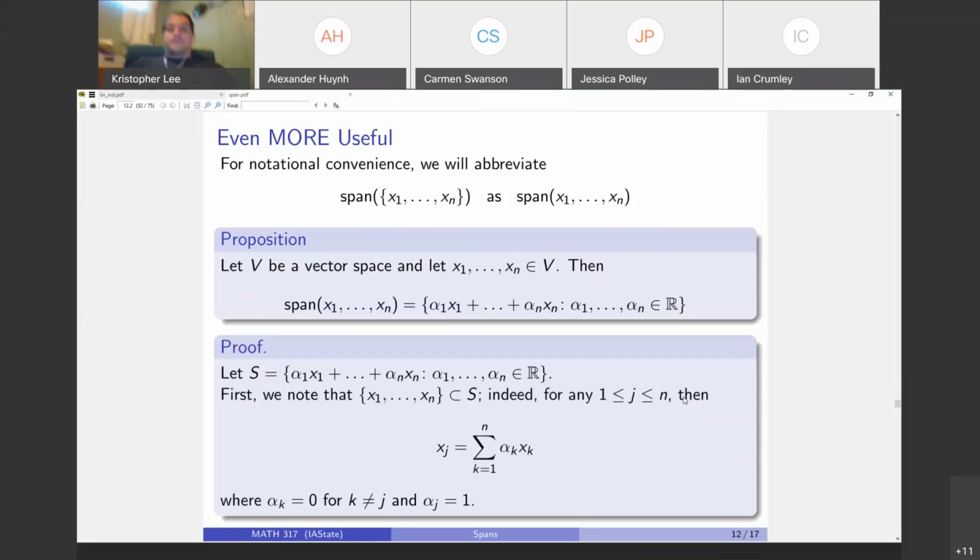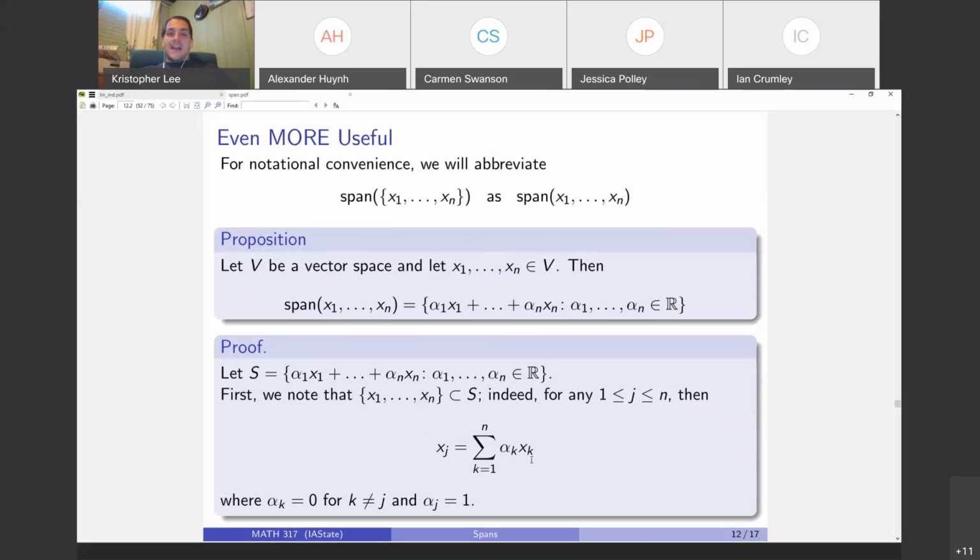Okay, so it's clear that the finite set x1 to xn is contained in S. Fix any number from 1 to n. We can write that as a linear combination of the elements out of the set, where you zero out everything other than the index we're interested in, and then you scale by 1 right there.